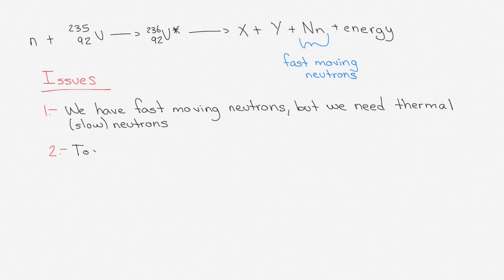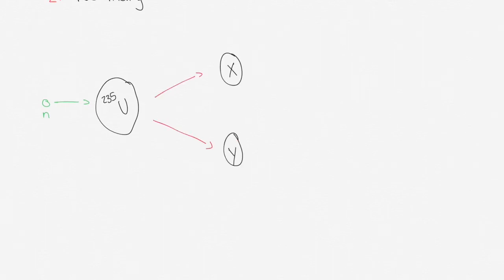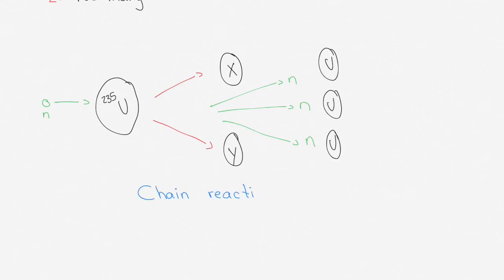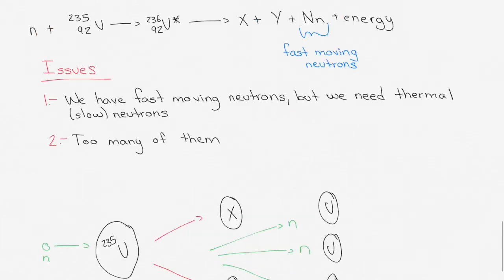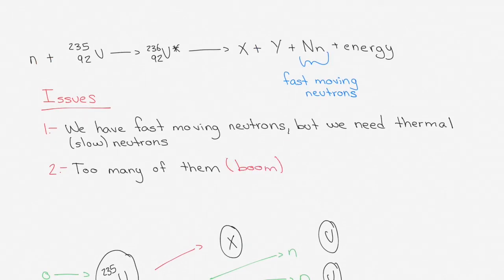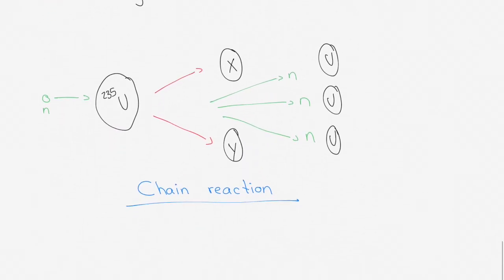The second issue we have is that after every iteration, we end up having 2.5 neutrons. If these 2.5 neutrons then interact with other uranium atoms, we will have what is called a chain reaction. However, we will have an unstable chain reaction since the amount of uranium fissioning will increase exponentially and this will cause an explosion.